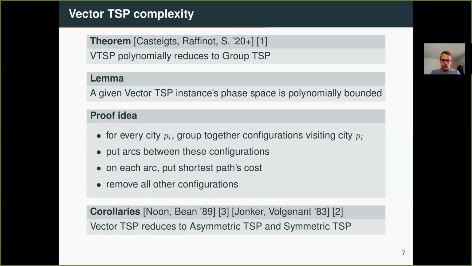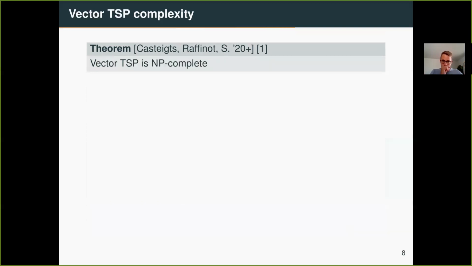a group TSP instance. So as multiple corollaries, we have that vector TSP not only reduces to group TSP, but also to asymmetric TSP, because group TSP reduces to asymmetric TSP, and asymmetric TSP reduces to symmetric TSP. So VTSP reduces to all of these as well. Now, next complexity result is a bit more complicated, and I will not go over the details, but I will give you some general intuition, I suppose.